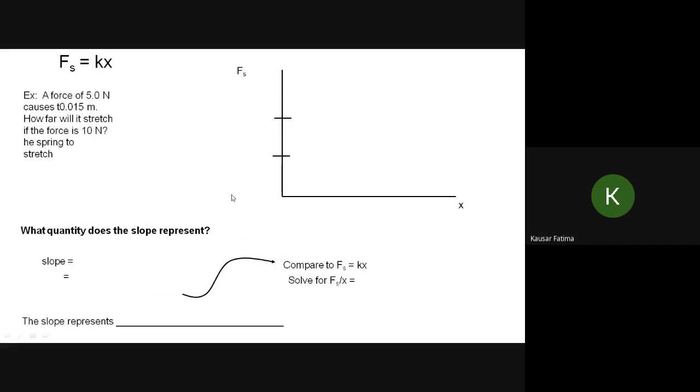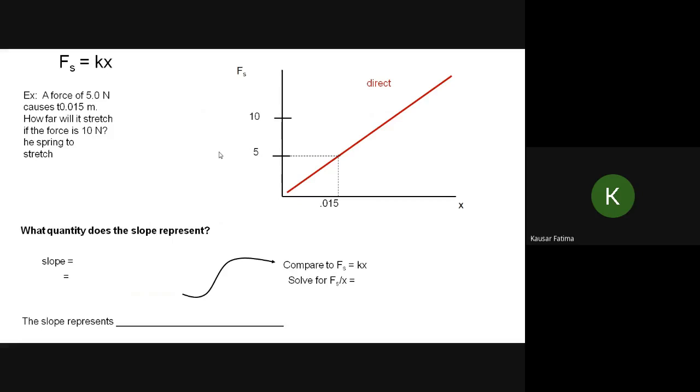So here is another example. A force of 5 Newton causes a spring to stretch by 0.15 meter. How far will it stretch if the force is 10 Newton? Of course the force is doubled, so the extension will also double, and the graph has not crossed the elastic limit. So here a 5 Newton force is producing an extension of 0.015 meter, which means 1.5 centimeter.